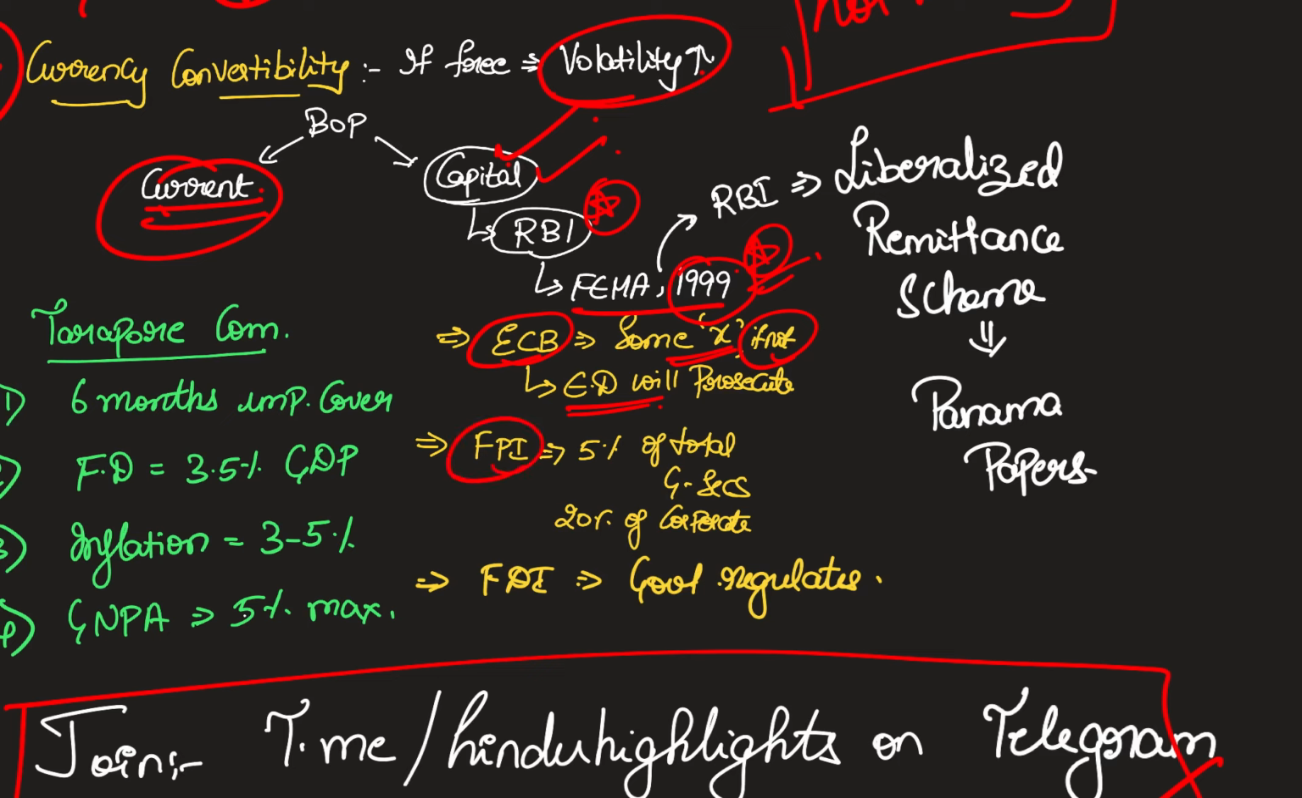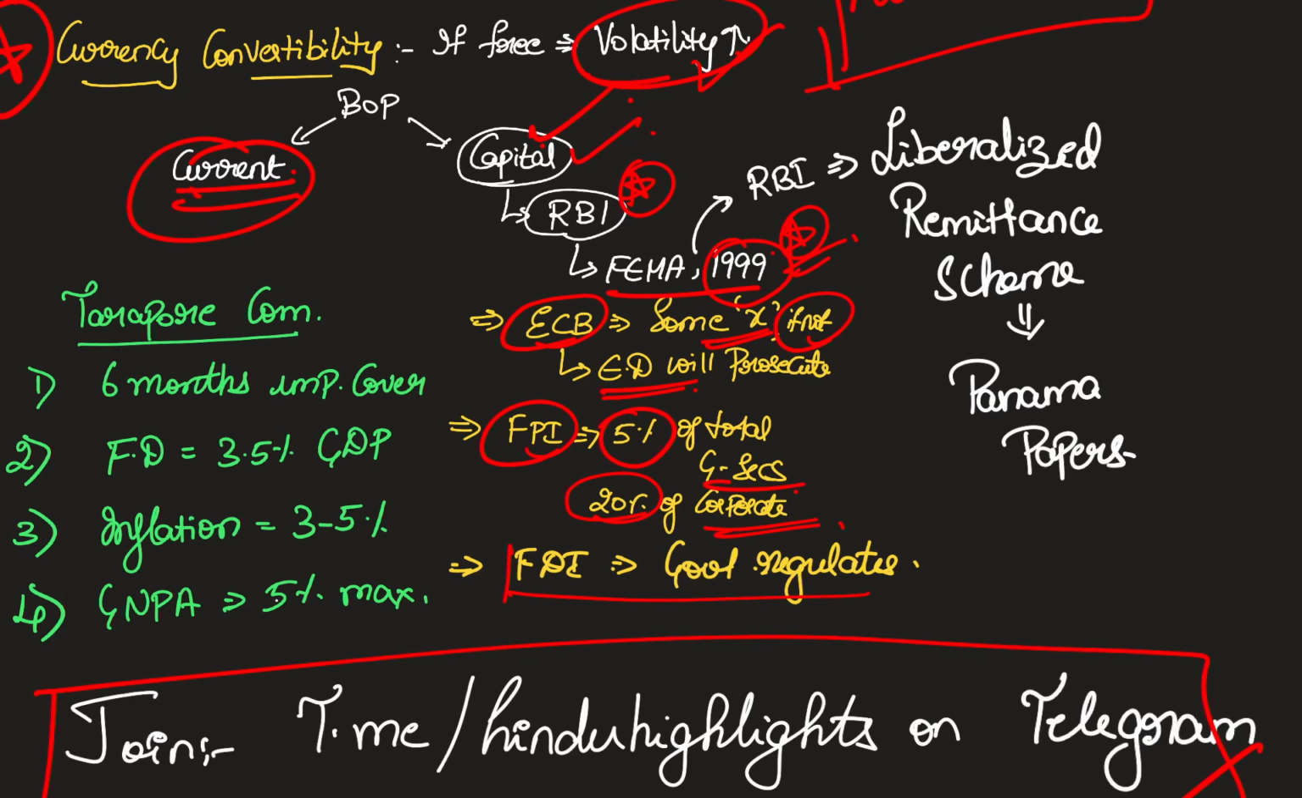Similarly, for FPIs, there is a limit set because volatility is caused by FPIs majorly. Out of all the government securities issued by the Indian government through RBI, only 5% amount of money is allowed, 20% in the corporate bonds, that is private bonds. It is not important to remember this number, just remember the logic. FDI, obviously government will regulate through its notifications from time to time.